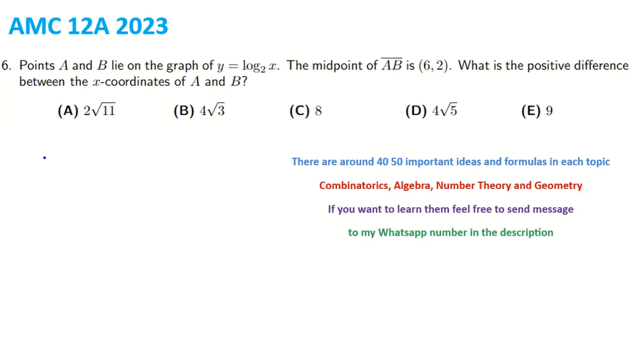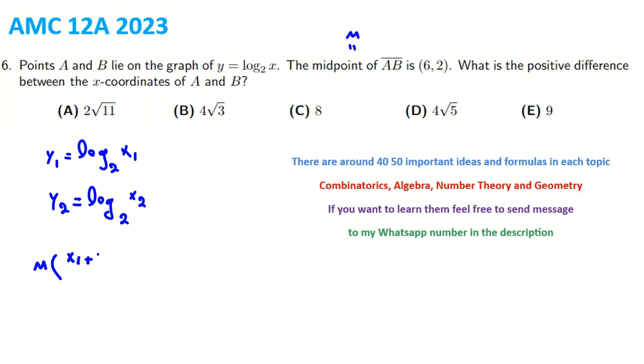Okay, so look, A and B. Suppose for example the first one is (x1, y1), where y1 equals log 2 of x1, and y2 equals log x2 to the base 2. Now here, the midpoint of AB is what? Let's consider this point M.